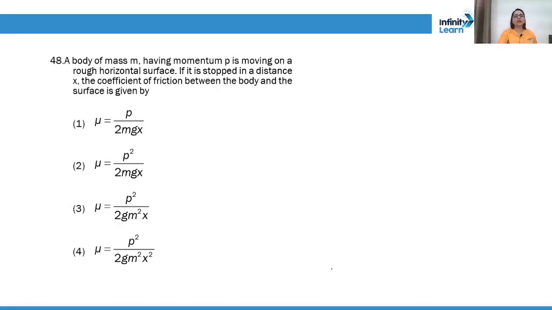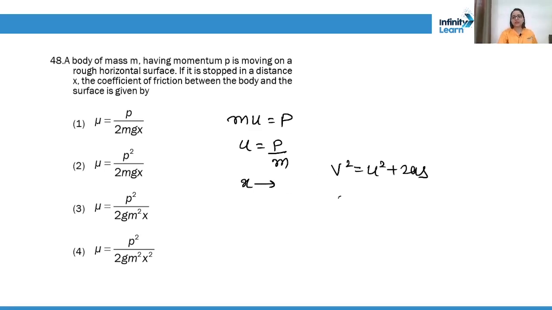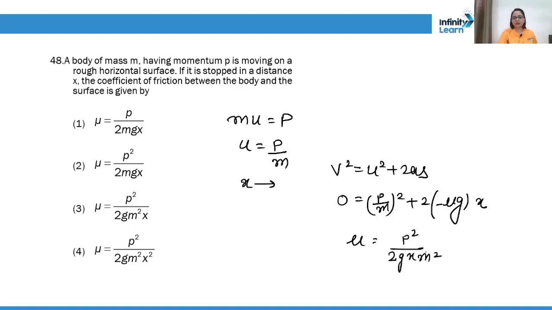Question number 48. A body of mass m having momentum p is moving on a rough horizontal surface. If it is stopped in a distance x, the coefficient of friction between the body and the surface is given by. So momentum is mass into velocity, which is p. So initial velocity is p upon m. It is stopped at a distance x. So basically, you can apply v square is equal to u square plus 2as. v square is 0, u square is p upon m whole square, plus 2, a will be minus mu g, into s is x. So mu will be p square upon 2 g x into m square, which is option 3.